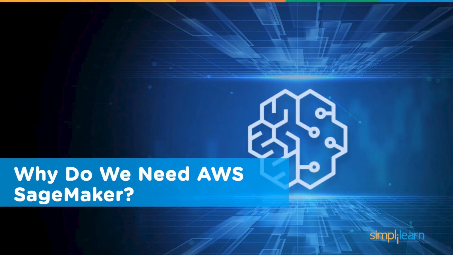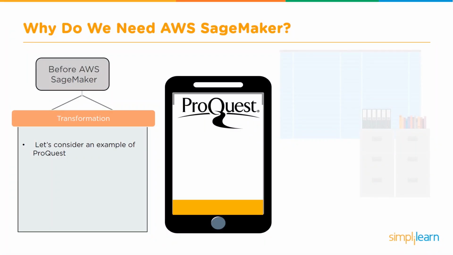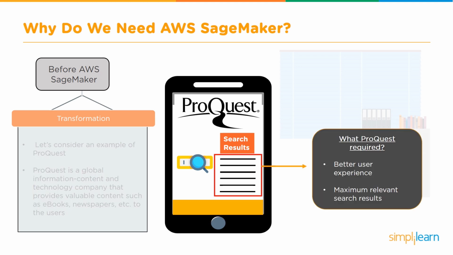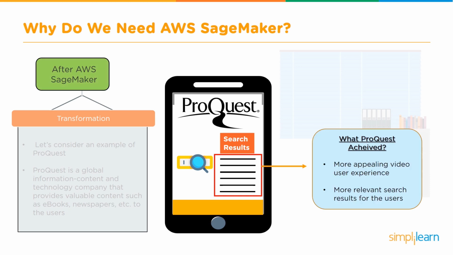Now, why do we need AWS SageMaker? Let's look into it. Let's consider an example of one of the companies, that is ProQuest. ProQuest is a global information content and technology company that provides valuable content such as ebooks, newspapers, etc. to the users. Before AWS SageMaker, the ProQuest requirement was to have a better user experience and maximum relevant search results. After AWS SageMaker, they were able to achieve those results. They achieved a more appealing video user experience, and more relevant search results for the users.